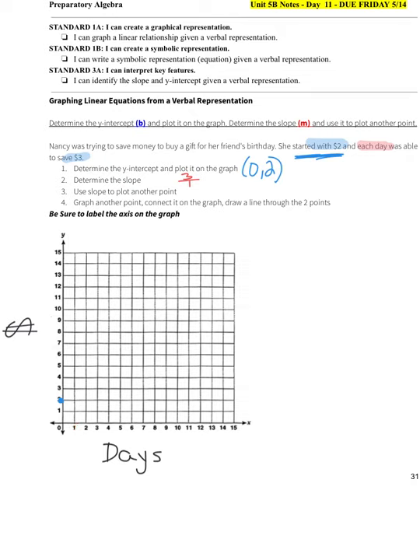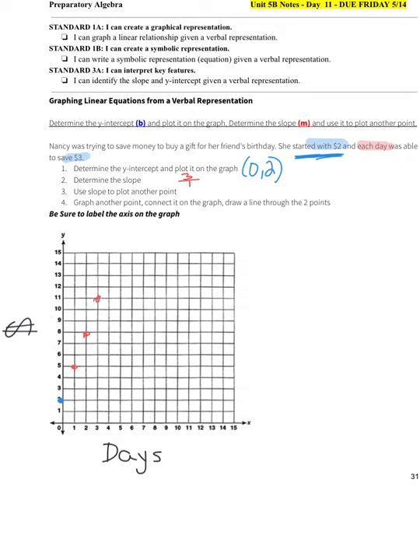So 3 over 1. Now that I know my slope, I'm going to go ahead and plot another point on my graph. My slope is 3 over 1. The rate of change, $3 every day. So up 3, 1, 2, 3, and then over 1. So my next point would go right there. And if I want, I can just keep following that pattern and plot more points. So 1, 2, 3, 1, and so on.